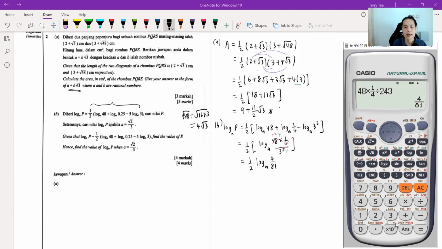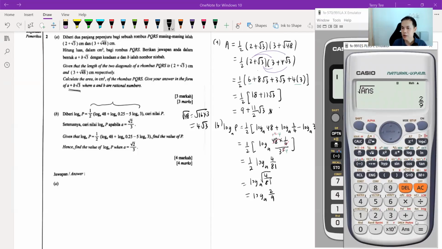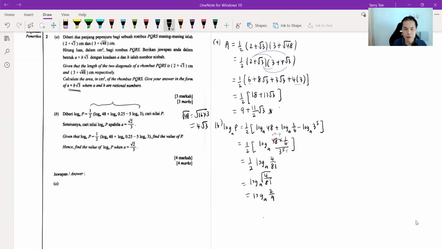4 over 81, right? And when you bring the power half up, remember power half simply means square root. Square root of 4 is 2. Square root of 81 is 9. Again, if you're not sure, you can use your calculator, square root this answer. 2 over 9. And therefore, by comparison, P is 2 over 9. The key is to combine everything to a single logarithm. So if you can combine the right-hand side to a single logarithm, we just compare P with the number 2 over 9. Okay, so that is the first part.